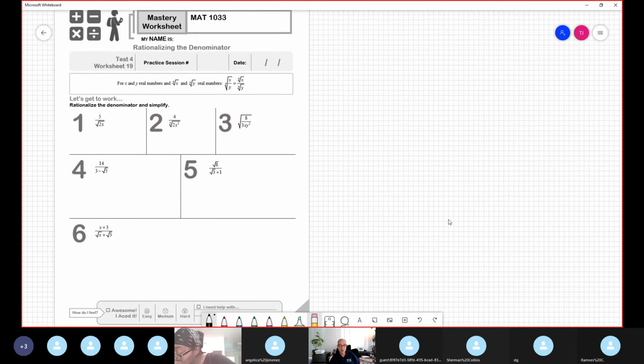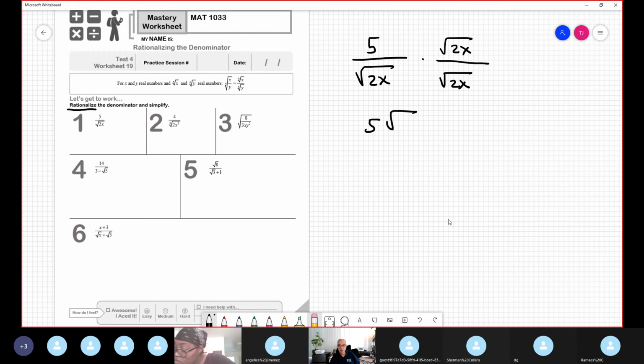Suppose example 1 is 5 over radical 2x. Pay attention, this is a little bit complicated. So they want you to rationalize the denominator. That means eliminate this radical. So you multiply by radical 2x over radical 2x. In the top we have 5 radical 2x divided by 2x.